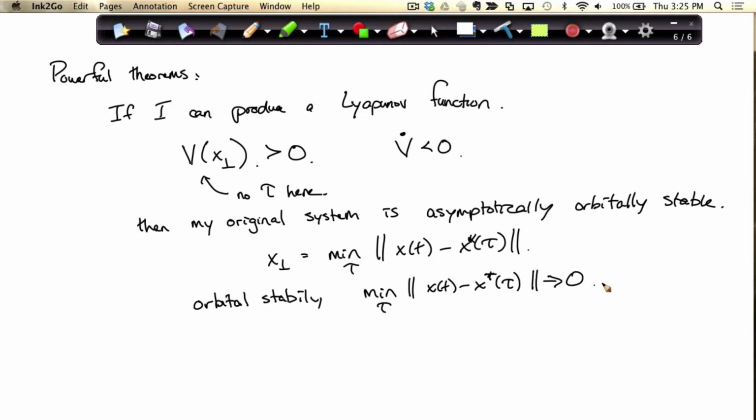In fact, it doesn't have to move around the cycle to be orbitally stable, but almost always, if tau is a surrogate for time, it's going to move along that cycle. Okay, the definition of orbital stability says the distance between my state and my orbit goes to zero. And that can hold locally, that can hold regionally, that can hold globally.